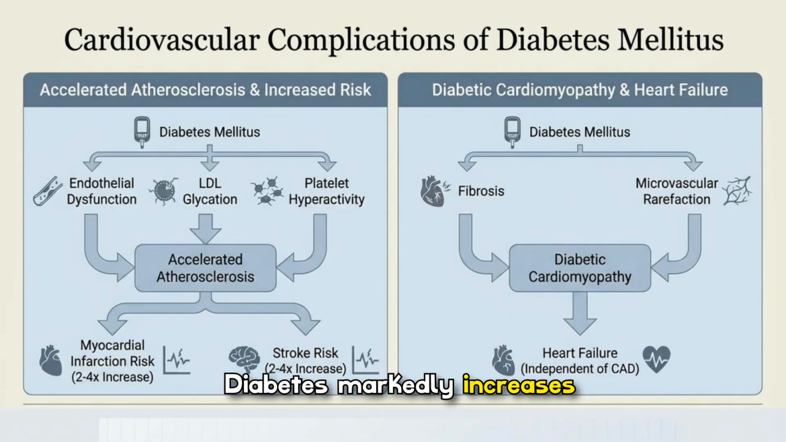Diabetes markedly increases cardiovascular risk through two main routes: accelerated atherosclerosis driven by endothelial dysfunction, LDL glycation, and platelet hyperactivity that raises heart attack and stroke risk, and diabetic cardiomyopathy, where fibrosis and microvascular rarefaction cause heart failure, independent of coronary artery disease, emphasizing why cardiovascular prevention is integral to diabetes care.